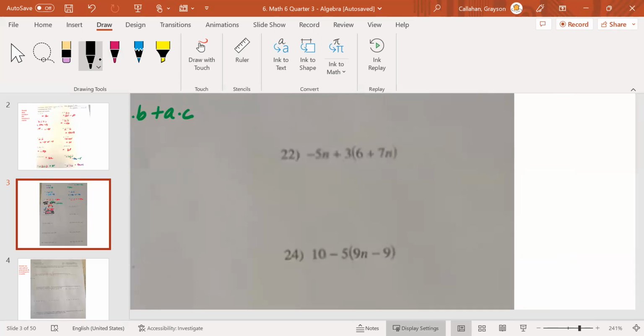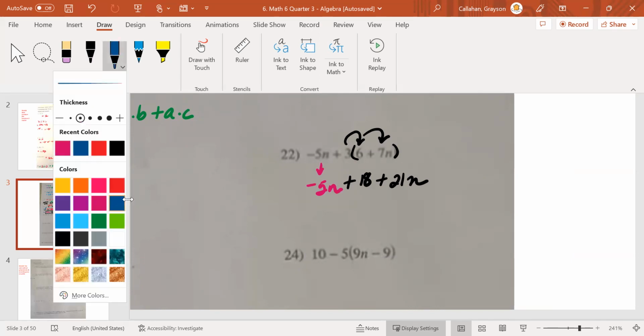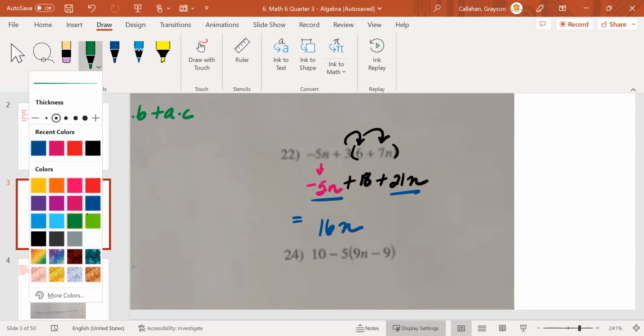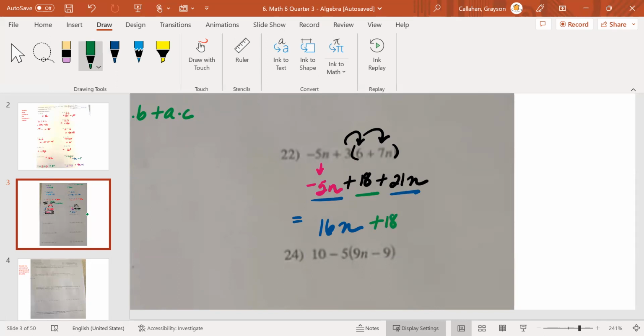So for number 22, the same thing. You take the 3, you multiply inside the parenthesis. Do you see the parenthesis right there? When you do that, you have a positive 18 plus 21n, okay? But then don't forget the negative 5n. So then let's go ahead and combine your like terms. Negative 5 plus 21 is going to give you a 16n. And then you have positive 18. And that's your answer.